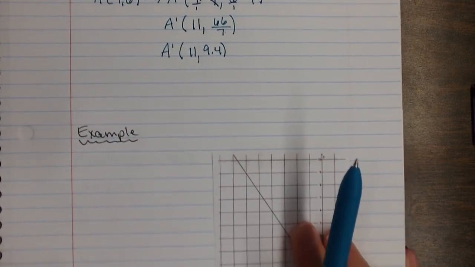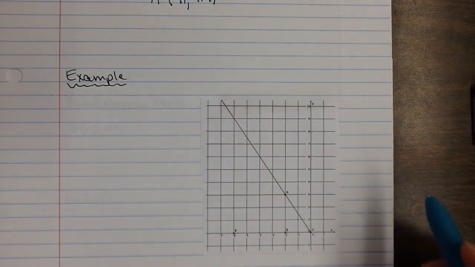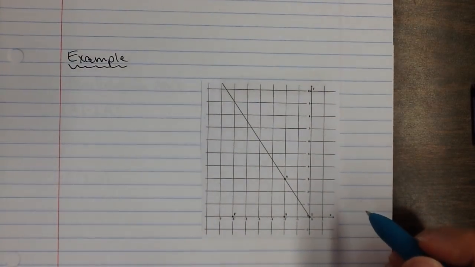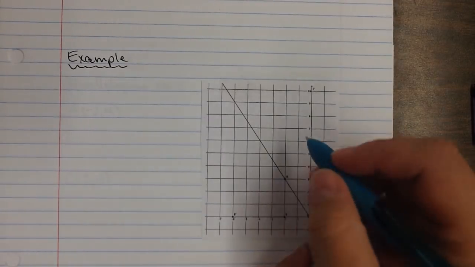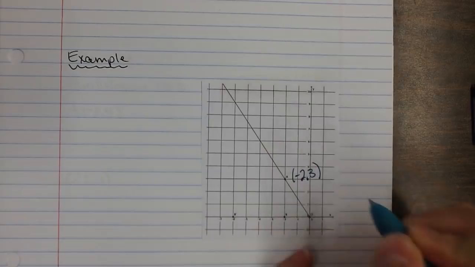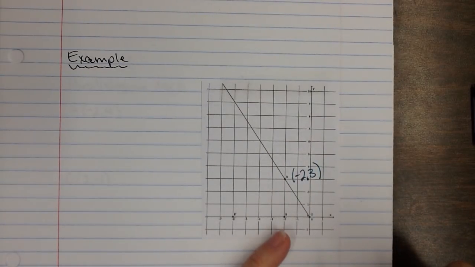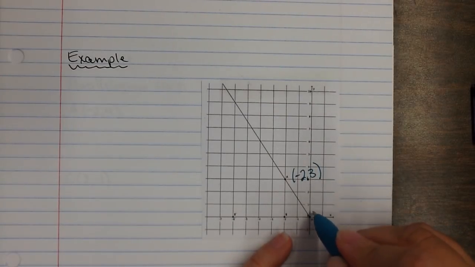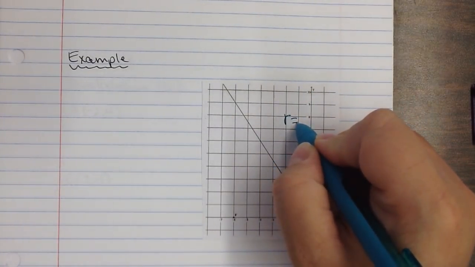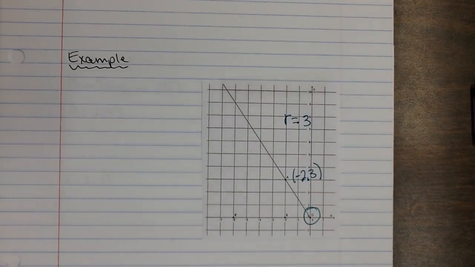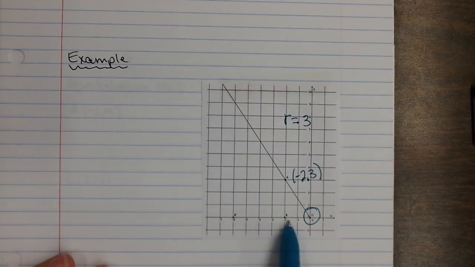Now we're going to look at an example with the grid. So here we are. We're going to start with this, and we already have this coordinate. A is at -2, 3. And we're going to use the center. When we dilate, we always have to have a center. The center is O right here. And we're going to use a scale factor of 3. So I want to find A prime. B and B prime are already there, but I want to find A prime.